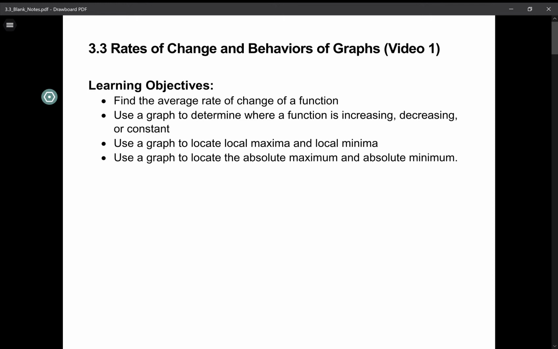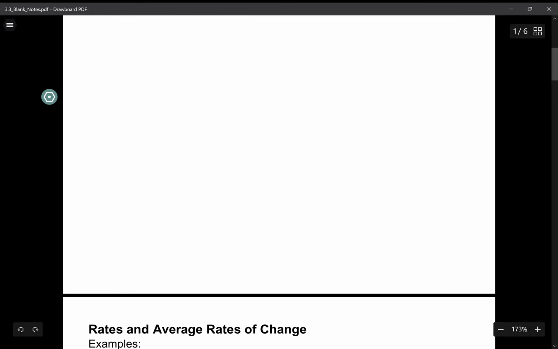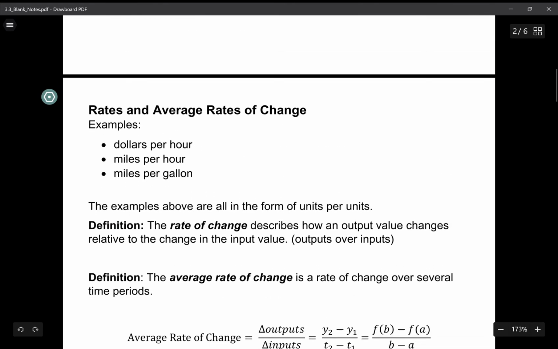So in this section, we're going to learn how to find the average rate of change of a function, use a graph to determine where a function is increasing, decreasing, or constant, use a graph to find local maxima and minima, and absolute maxima and minima. All right, let's get started.